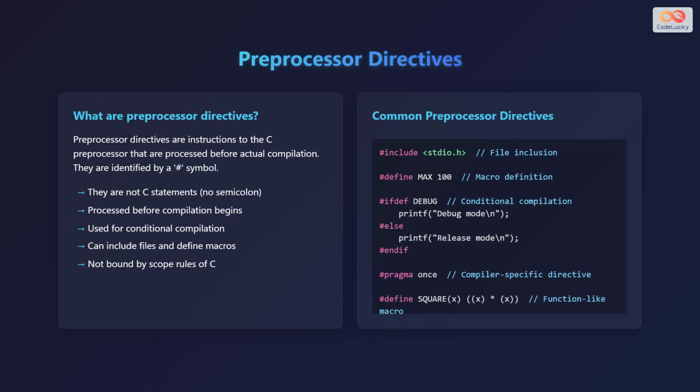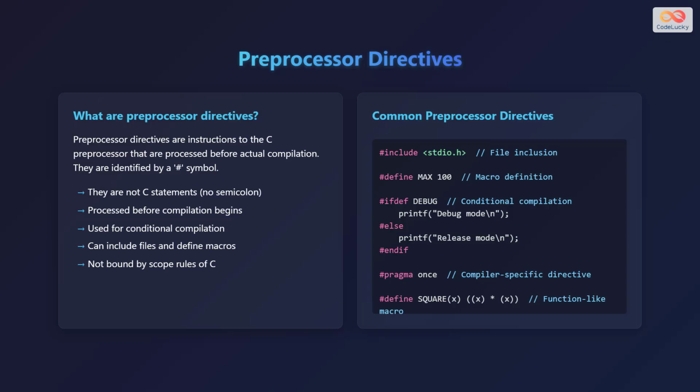Let us see what preprocessor directives are. Preprocessor directives are instructions to the C preprocessor that are processed before actual compilation. They are identified by a hash symbol. Here are some key points to remember about preprocessor directives. They are not C statements and do not require a semicolon. They are processed before compilation begins. They are often used for conditional compilation. They can include files and define macros. They are not bound by the scope rules of C.